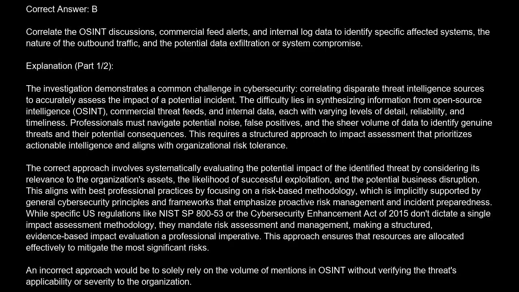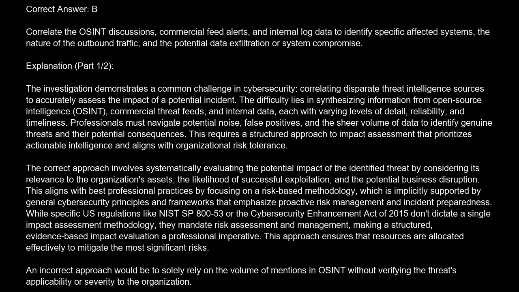Explanation. The investigation demonstrates a common challenge in cybersecurity, correlating disparate threat intelligence sources to accurately assess the impact of a potential incident. The difficulty lies in synthesizing information from open-source intelligence (OSINT), commercial threat feeds, and internal data, each with varying levels of detail, reliability, and timeliness. Professionals must navigate potential noise, false positives, and the sheer volume of data to identify genuine threats and their potential consequences. This requires a structured approach to impact assessment that prioritizes actionable intelligence and aligns with organizational risk tolerance.